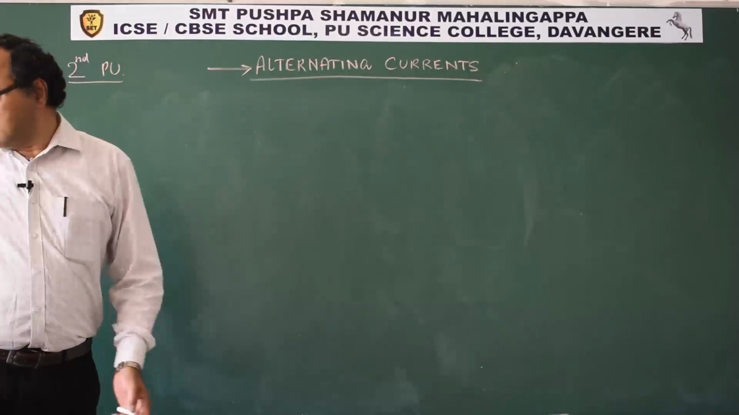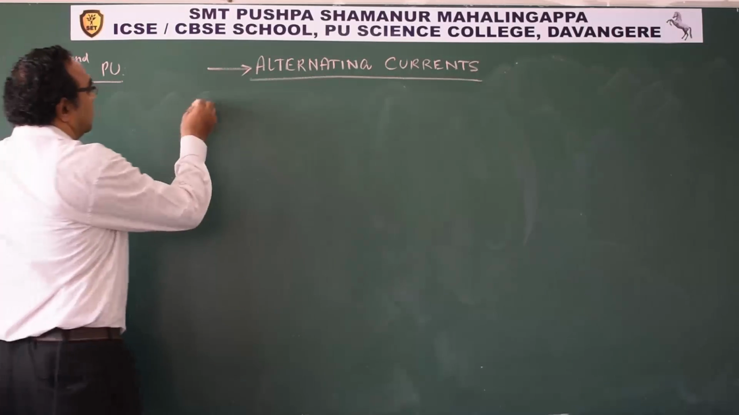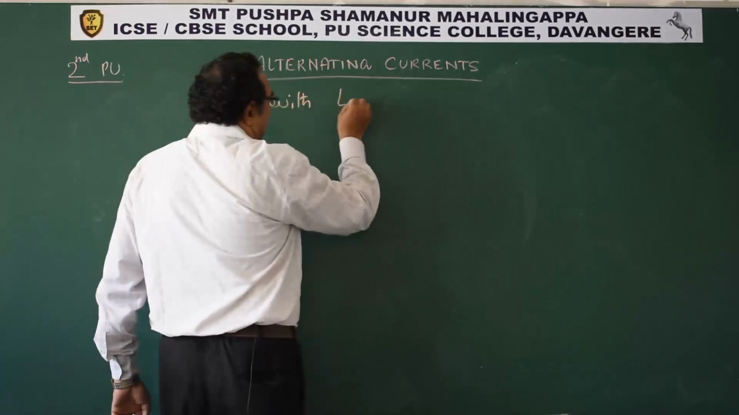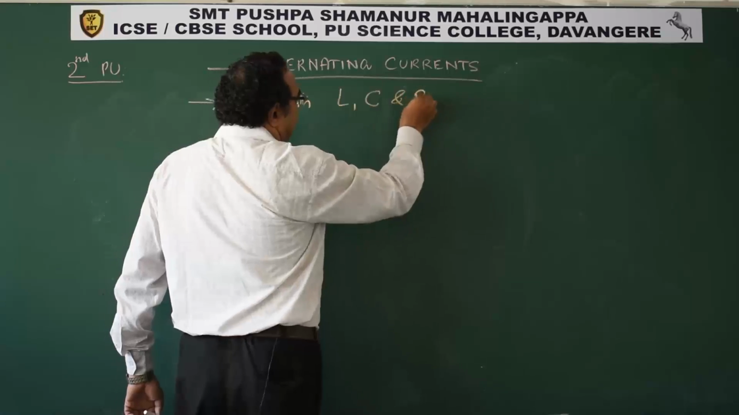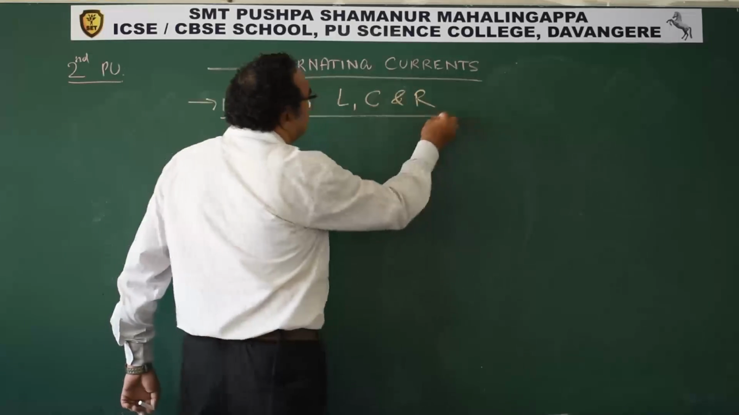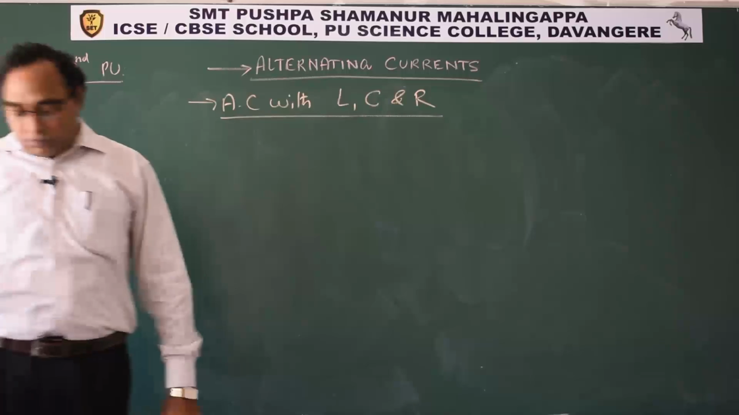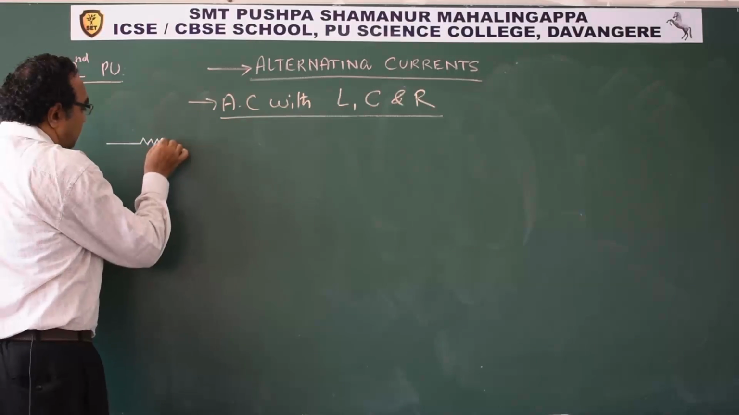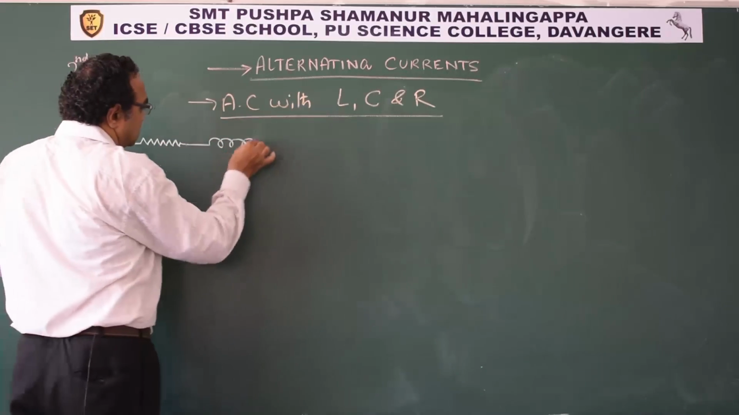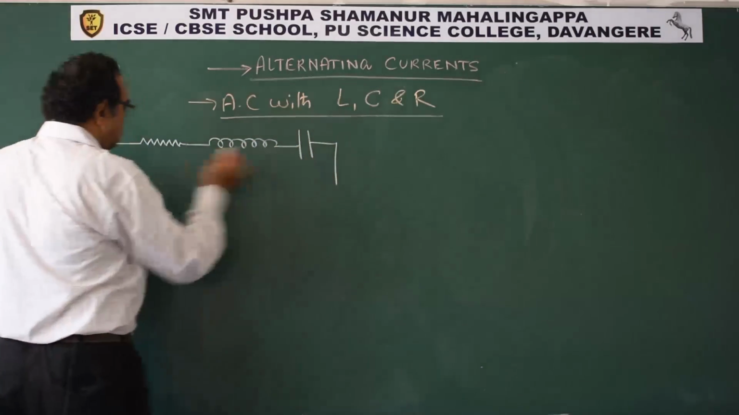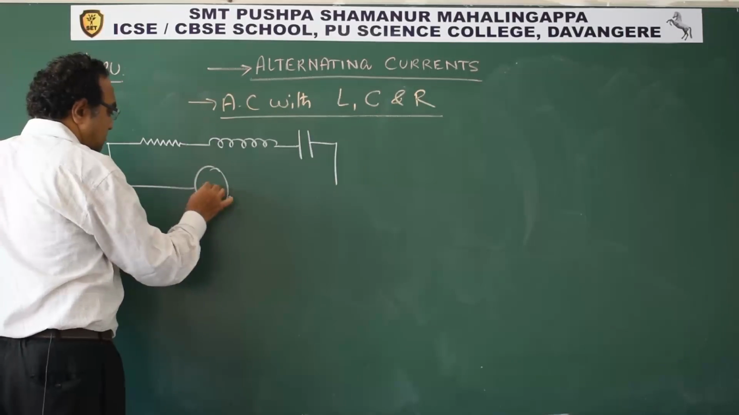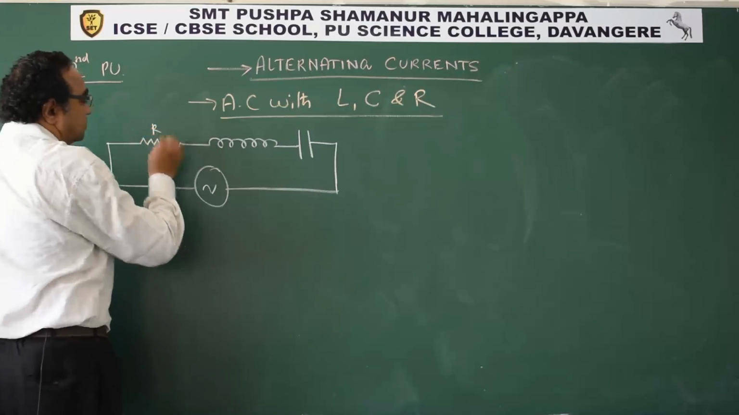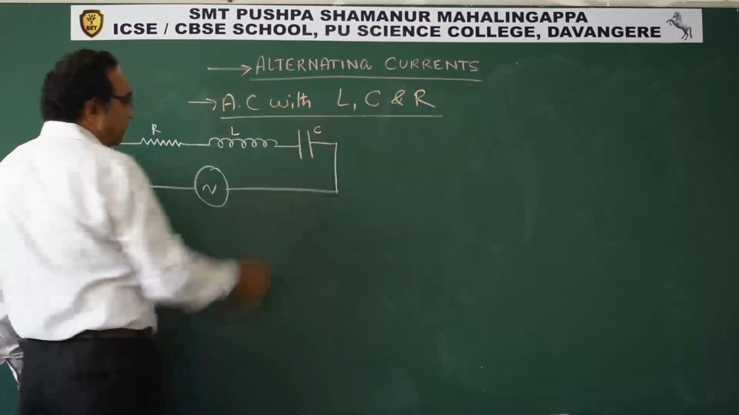Let us take AC with L, C and R. All the three. The circuit diagram is something like this. Say this is R, this is L and this is C.